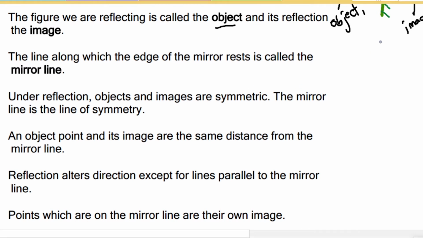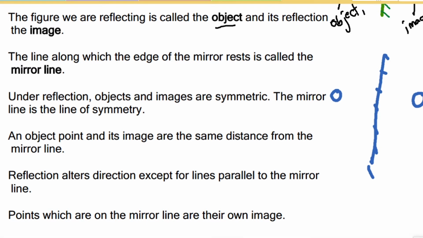In other words, the mirror line divides the object into two. So if we have a ball here, and this is the mirror line, it's reflected here, that's the image. So that mirror acts like a line of symmetry between the two. An object point and its image are the same distance from the mirror line. I have talked about the issue of distance. You can even find this in physics under the laws of reflection of light.